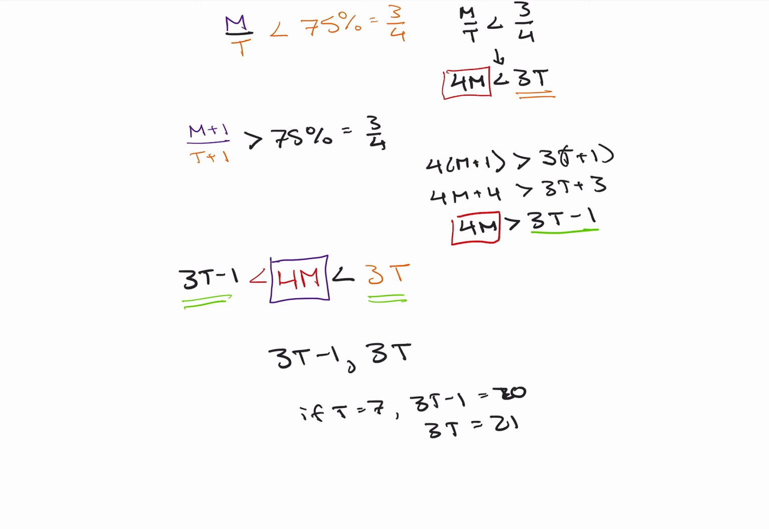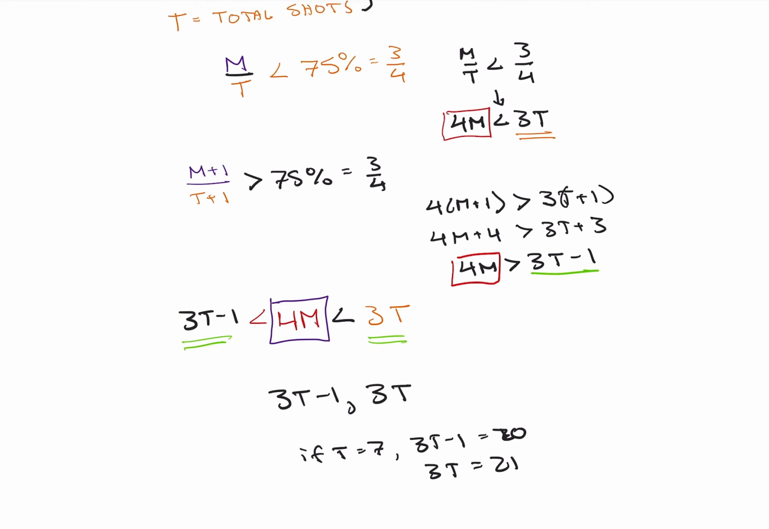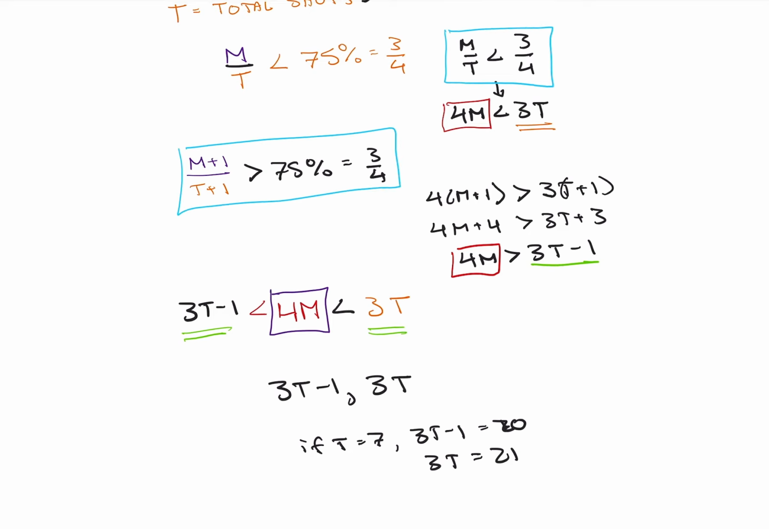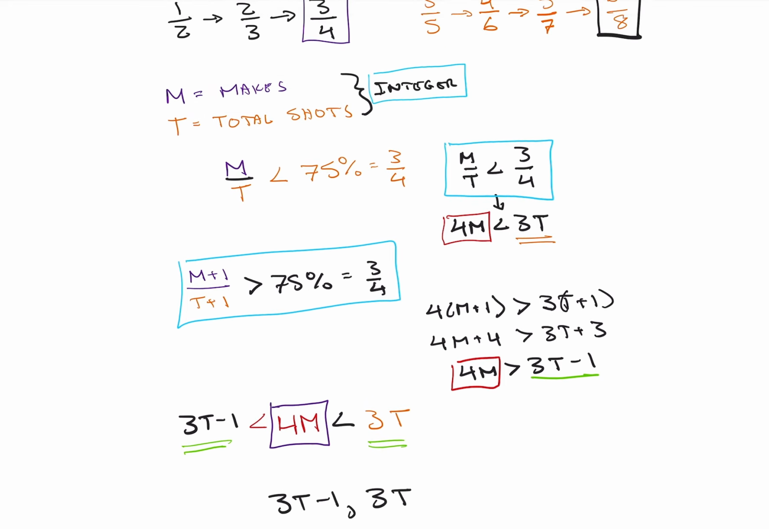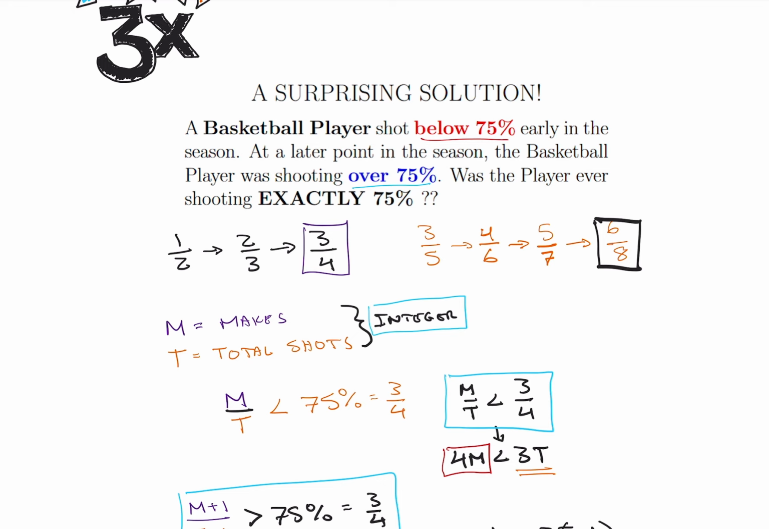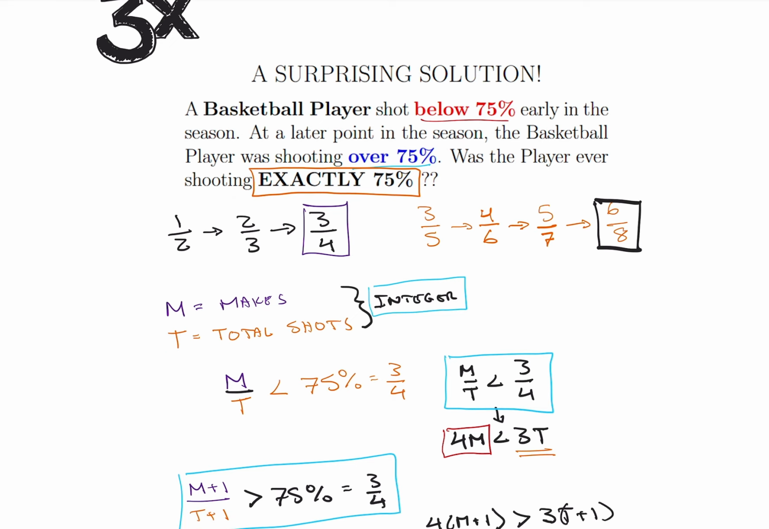There does not exist a 4M. So my premise was false. What was my premise? My premise was that this statement is true and this statement is true. And if that's false, it means that that's not the case, and it must be that I have to hit exactly 75% in order to go from below to above. And that's this quick little problem.